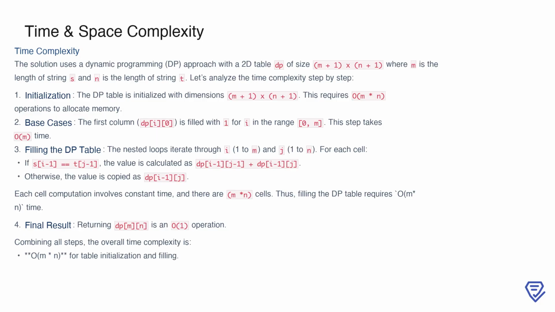The most significant part of the time complexity comes from filling the DP table. This involves nested loops iterating through all rows and columns, i from 1 to M, and j from 1 to N. For each cell, we either compute the value as the sum of DP[i-1][j-1] and DP[i-1][j] if the characters match, or copy the value from DP[i-1][j] otherwise. Each operation takes constant time, and since there are M*N cells, this step also requires O(M*N) time. Finally, returning the result stored in DP[M][N] is a simple O(1) operation. Combining all these steps, the overall time complexity of the algorithm is O(M*N).